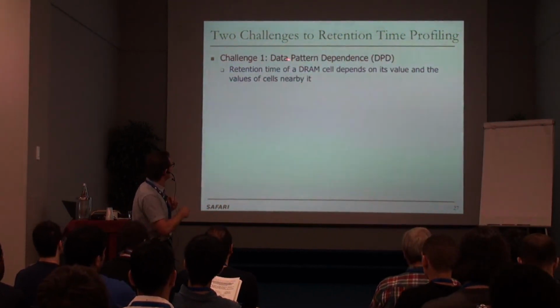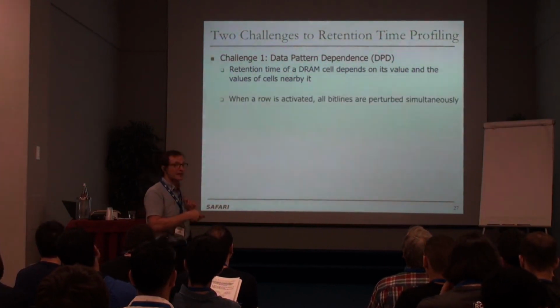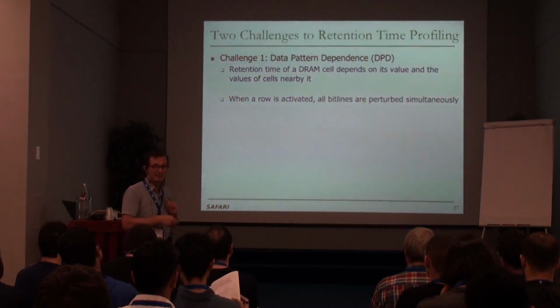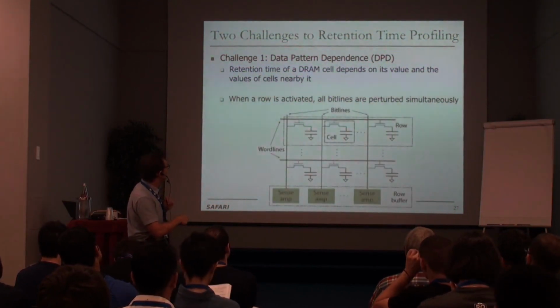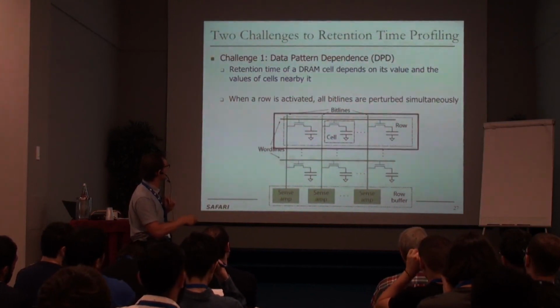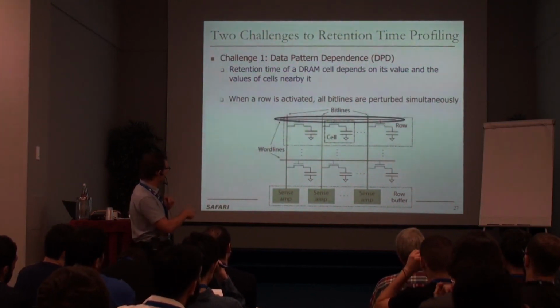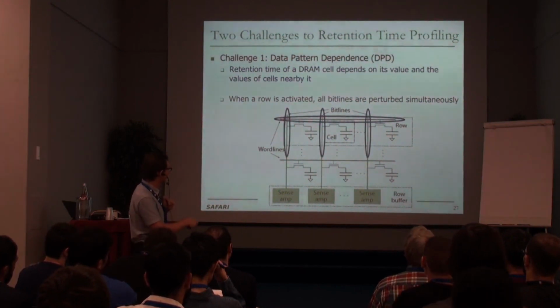So what does this mean? Data pattern dependence, DPD. The retention time of a DRAM cell depends on its value and the values of cells that are nearby it. Why does this happen? When you activate a row, all bit lines are perturbed simultaneously. These are the bit lines. These are the word lines. When you activate one row, you really perturb all of the bit lines that are connected to that word line.